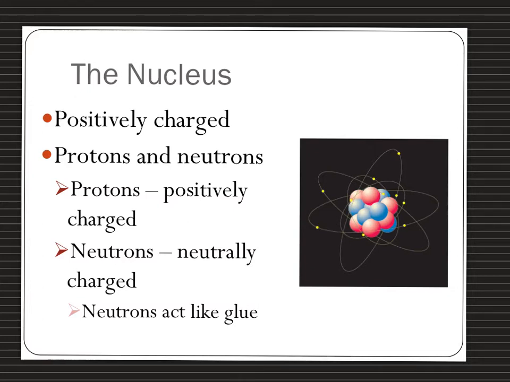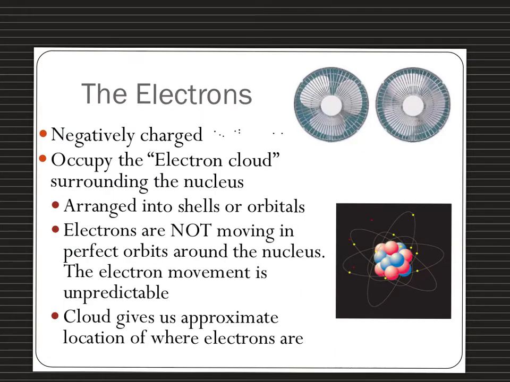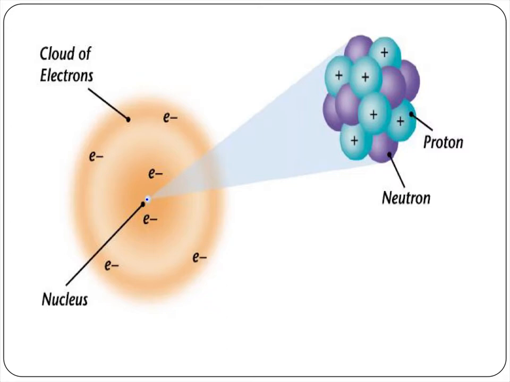Okay, so the nucleus is positively charged because your protons are all positively charged, but your neutrons are neutral. So the nucleus in itself is positively charged. Neutrons act like glue that holds everything together. And your electrons are negatively charged. They occupy the electron cloud surrounding the nucleus. They're arranged into shells or orbitals, and they're not moving in perfect orbits, as we just mentioned. And the cloud can give us an approximate location where electrons are, but not a definite location. Like I said, they're moving very fast. And this is just an illustration of that.